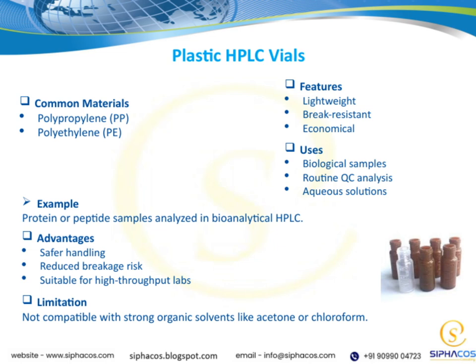They are also economical, which is a significant benefit when working with large numbers of samples. As for their common uses, these vials are ideal for biological samples, routine quality control analysis, and aqueous solutions. They are typically made from materials like polypropylene or polyethylene, both of which are durable and cost-effective. In summary, plastic HPLC vials are a practical choice for many bioanalytical applications, especially when safety, durability, and cost are considerations. But always keep in mind their solvent limitations to ensure reliable results.